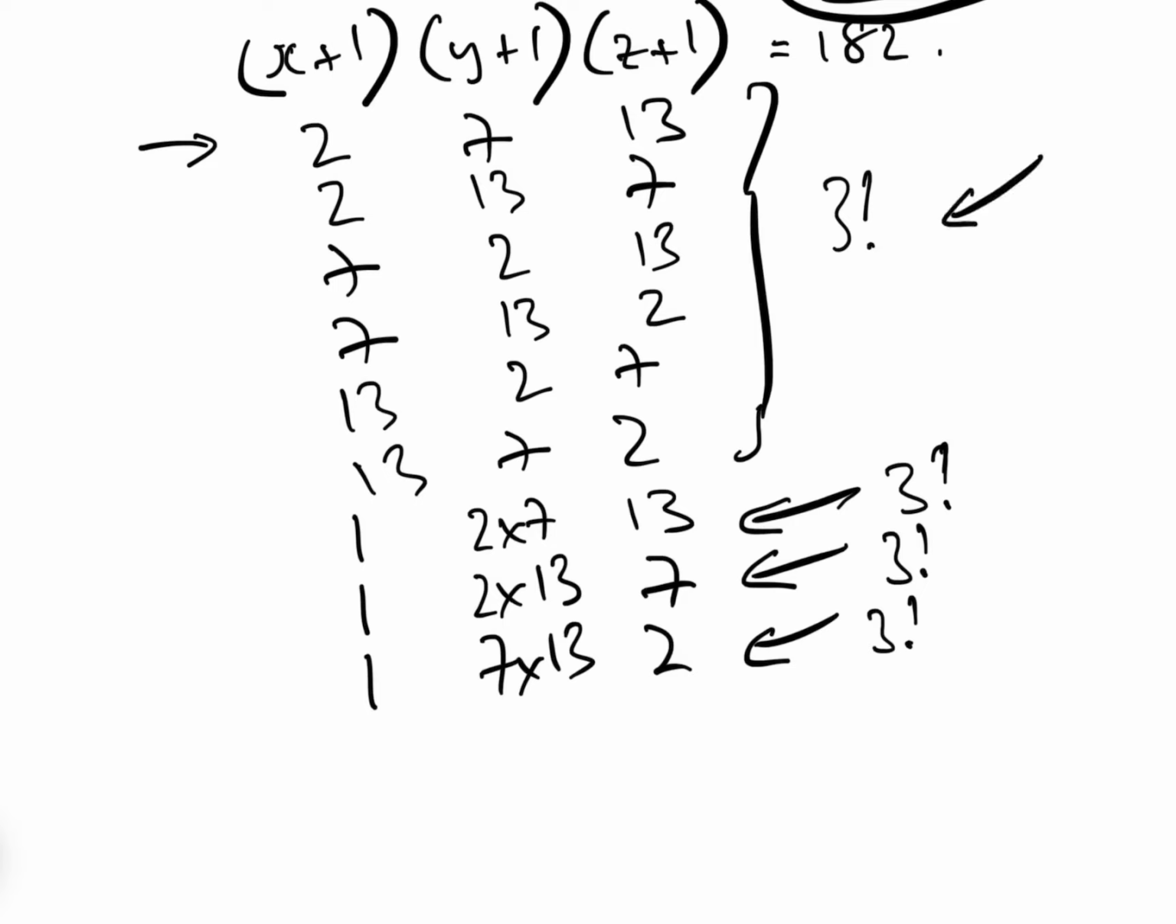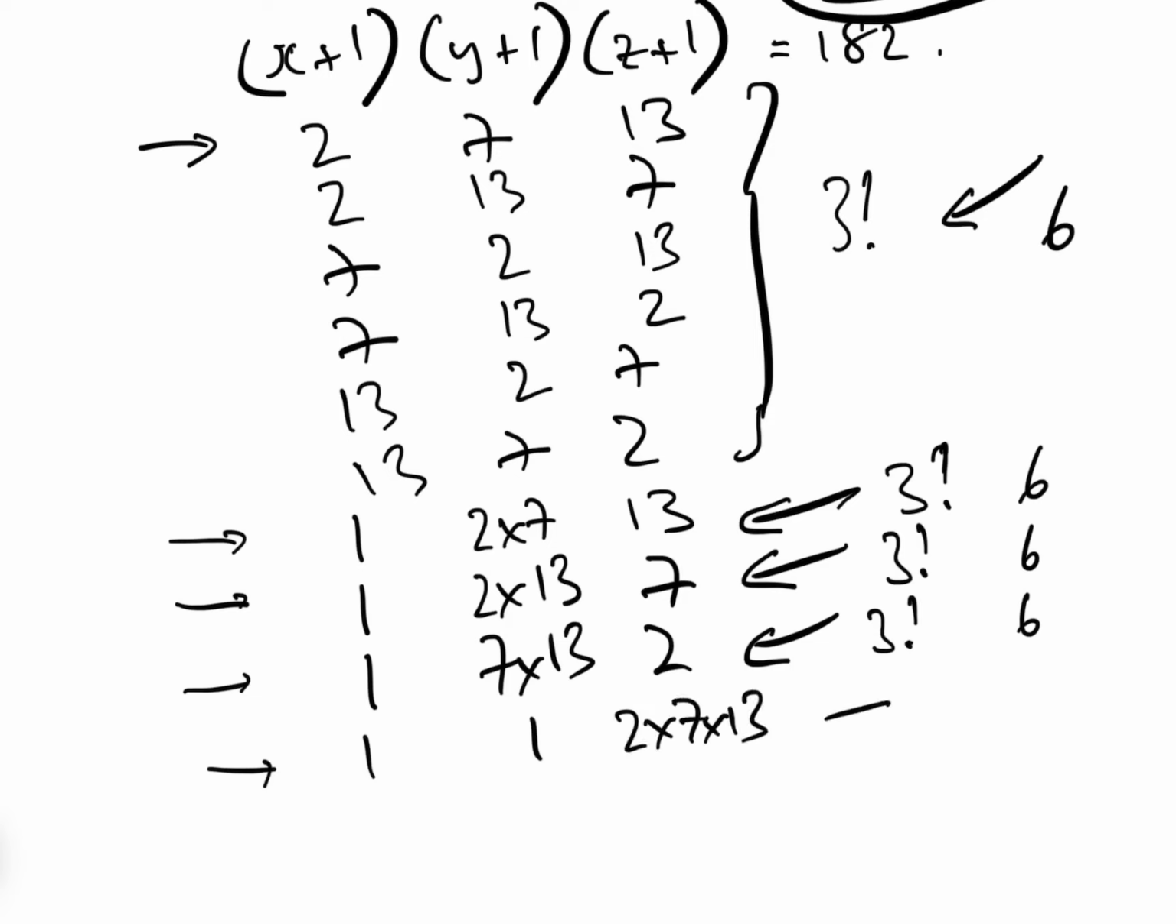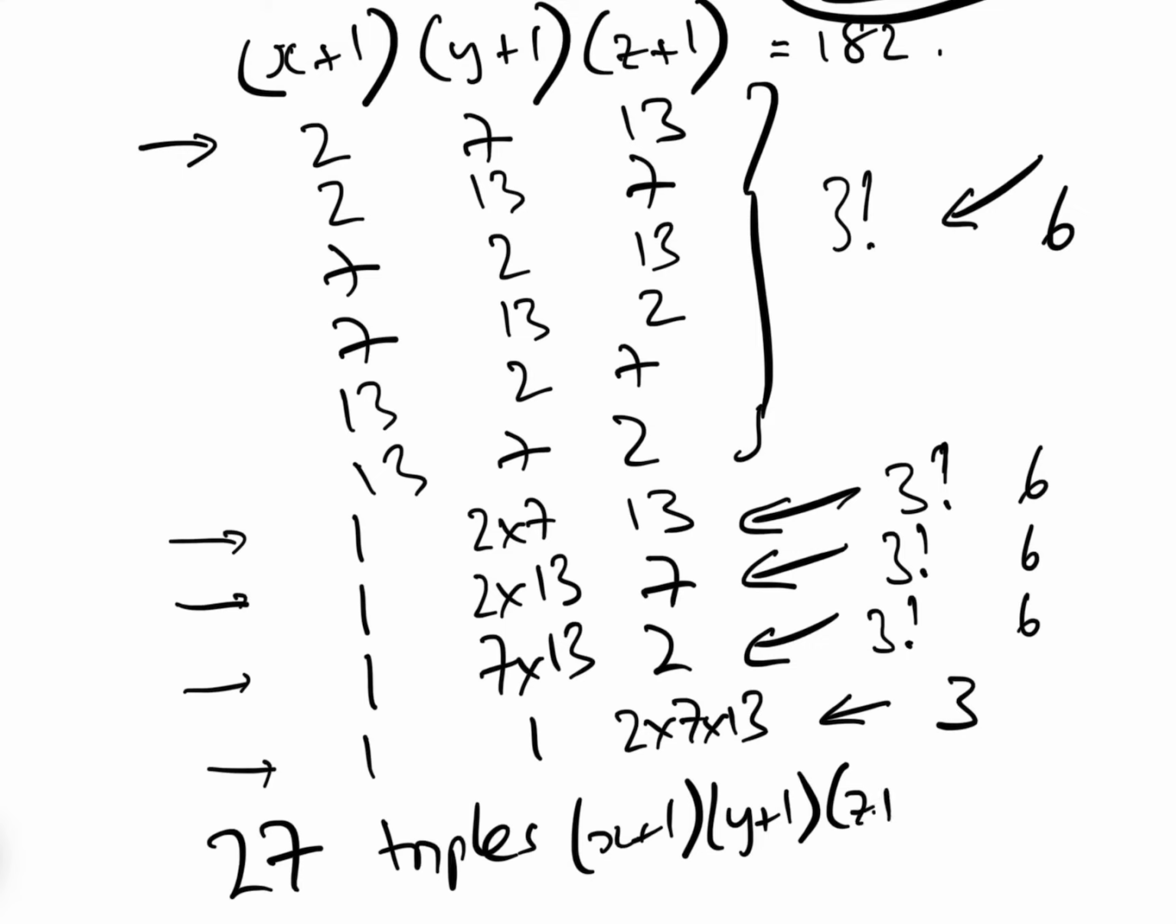So we know that we got 3 factorial here, and then doing combinations of 2 of the numbers we have another 3 lots of 3 factorial, which is 6, 6, 6 and 6, and then we also have the final one, which is 1, 1 and 2 times 7 times 13, and clearly there are going to be 3 of those. So if we add up all of these, we have 27 triples of x plus 1, y plus 1, z plus 1, where they are greater than or equal to 0 and where they equal 182.